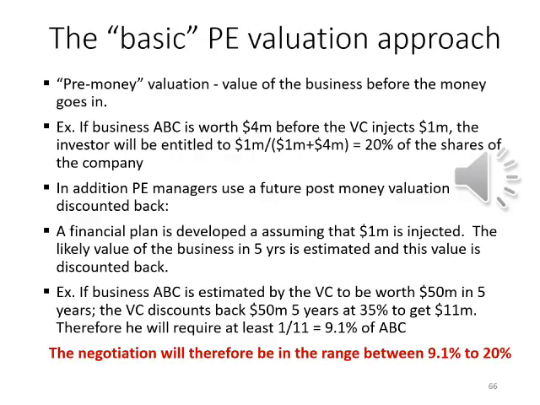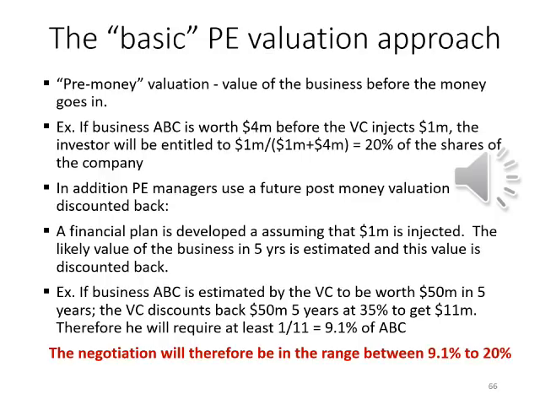So if business ABC is worth 4 million before the venture capitalist injects 1 million, the investor will be entitled to, by simple arithmetic calculation, 1 divided by 1 plus 4, 20% of the shares of the company, which would seem the natural calculation to make.